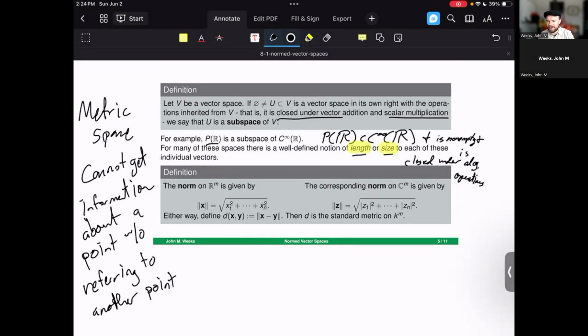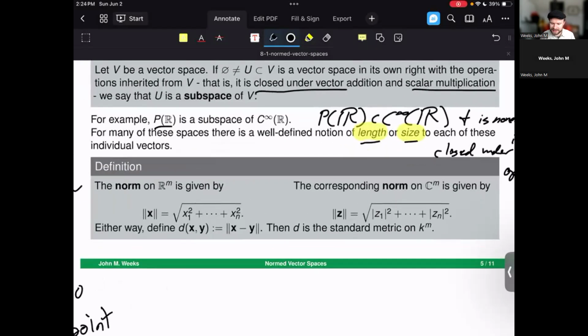In fact, you can see here for our norms on R^m and C^m that these norms define metrics. d(x, y), defined as the norm of the difference between two vectors x and y, gives you something that is a standard metric on the space of R or C. So norms can help us define metrics. At least we see that in this particular example, and we'll see that in full later on, that you can take a norm and generate a metric onto your space.